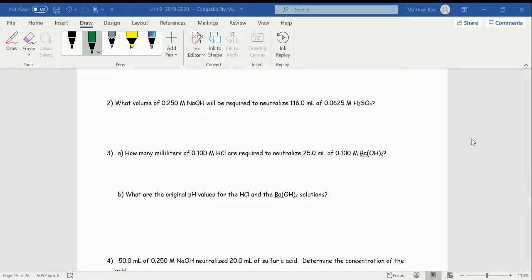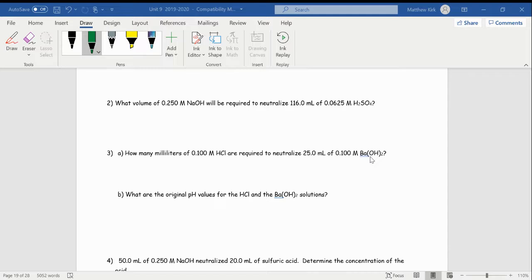All right, here we go. So I just want to go over one or two things on page 19, maybe just two problems for anyone that wants some extra review with titration calculations. And let's take a look at number 2 and number 3 together.